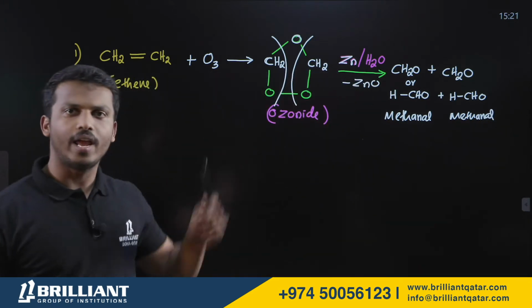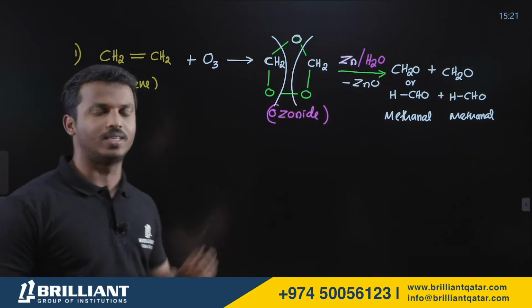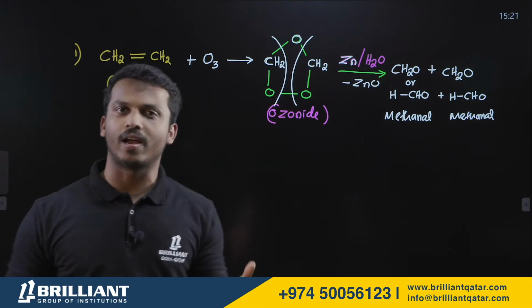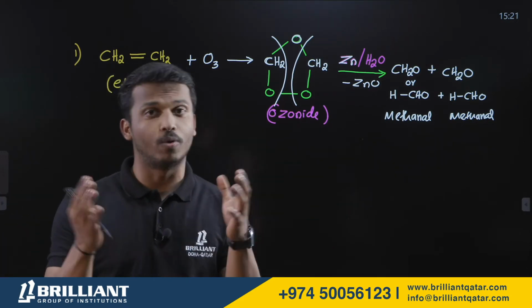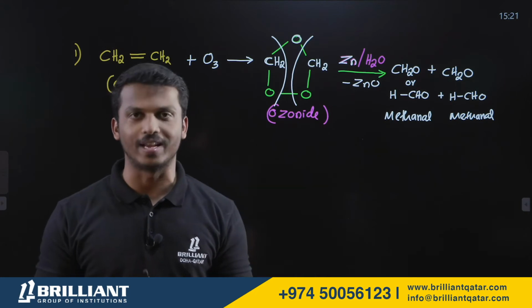Dear all, when an alkene undergoes ozonolysis, your product will be either aldehydes or ketones. Sometimes you will get both aldehyde and ketone. I will show you the example.